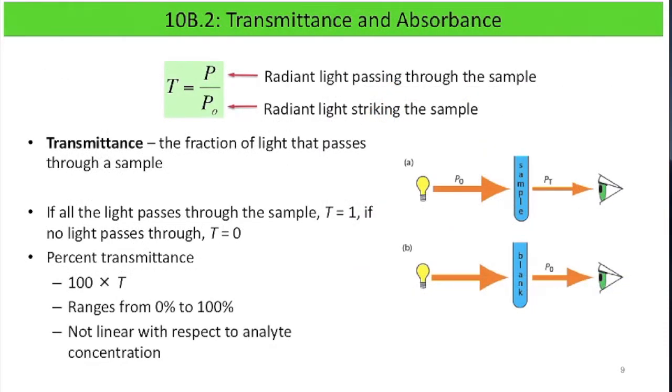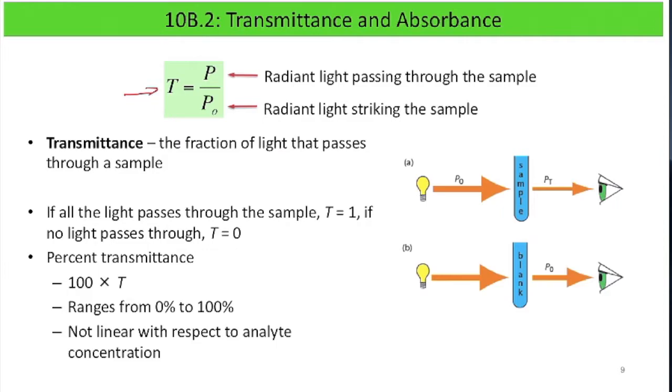So when we talk about shining light at a sample, we can talk about it in terms of transmittance or absorbance. I've been talking about absorbance, but we'll talk a little bit about transmittance. So transmittance is how much light passes through the sample. So we have our equation at the top here. Transmittance, T, is going to be the ratio of the light that passes through the sample divided by the light that strikes the sample. So transmittance is the fraction of light that passes through a sample.